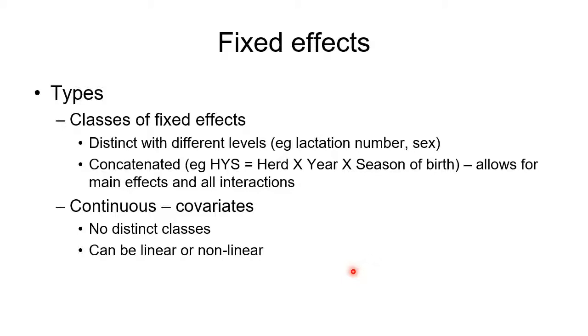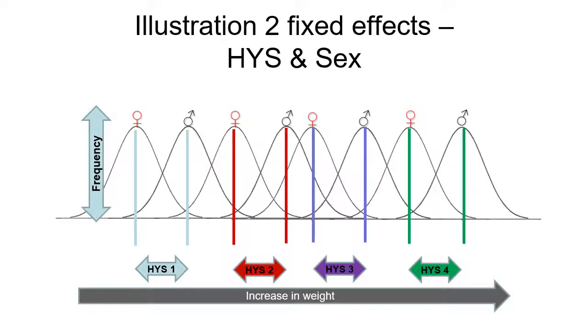For example, also the age of the dam. We know that young females will wean lighter calves, for example, but it's on a continuous scale. It's non-linear because she will reach her peak at, let's say, 4 or 5 years, and then at 8, 9 years she will also produce less milk, and she will wean lighter calves. So you can fit that as a regression in your model, the age of the dam, for example.